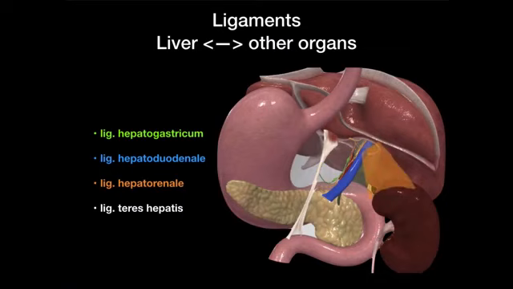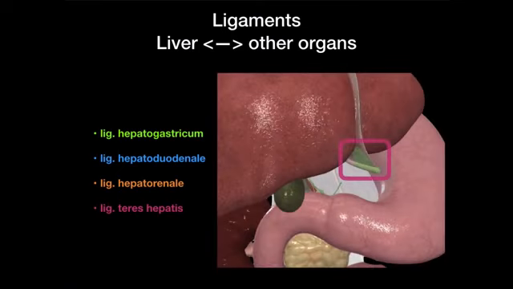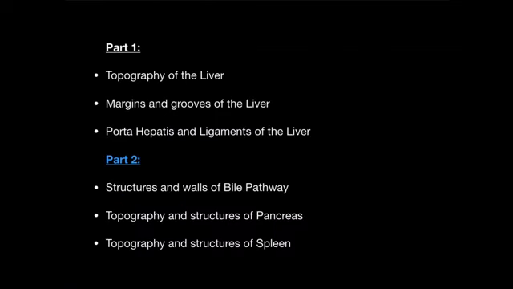And then we have the ligamentum teres hepatis, the round ligament. This one projects anteriorly, and extends from porta hepatis to the umbilical ring, or the navel. So that was it for the anatomy of the liver. Now part 2 of this video is going to be mainly about the structures and walls of the bile pathway, and also the pancreas and the spleen.